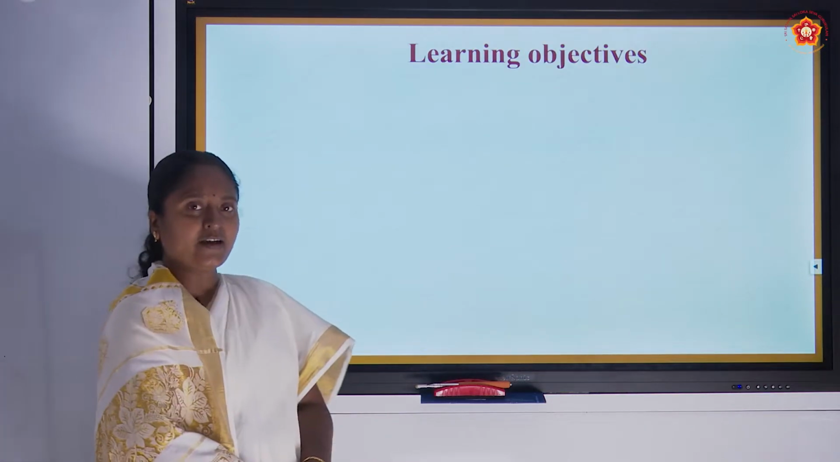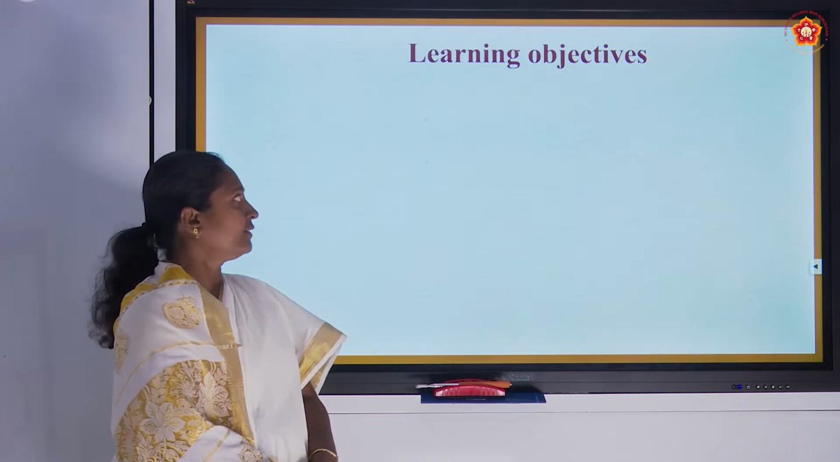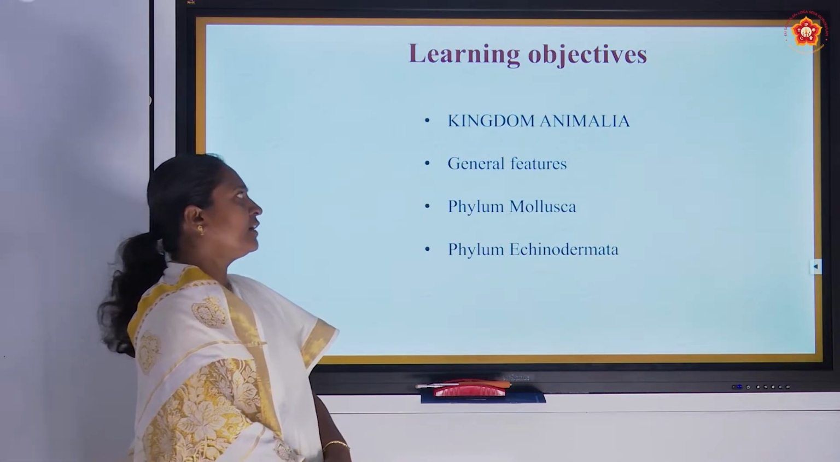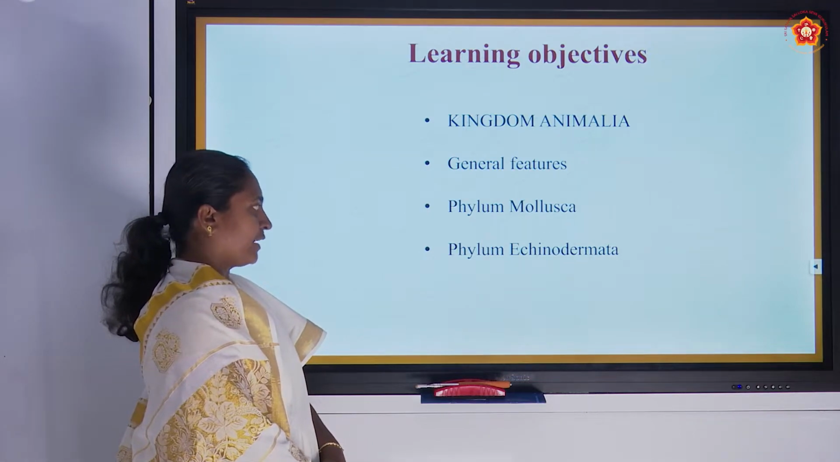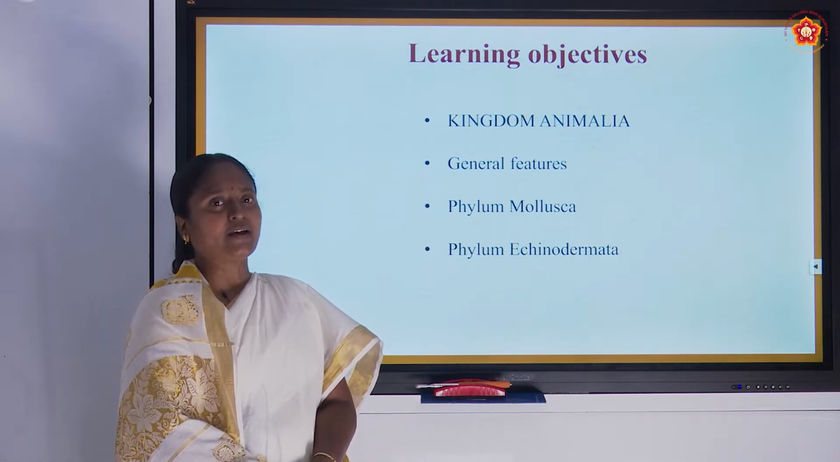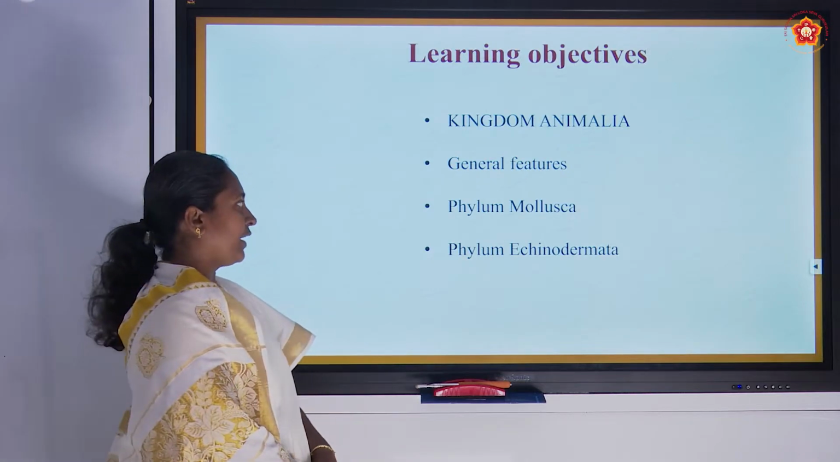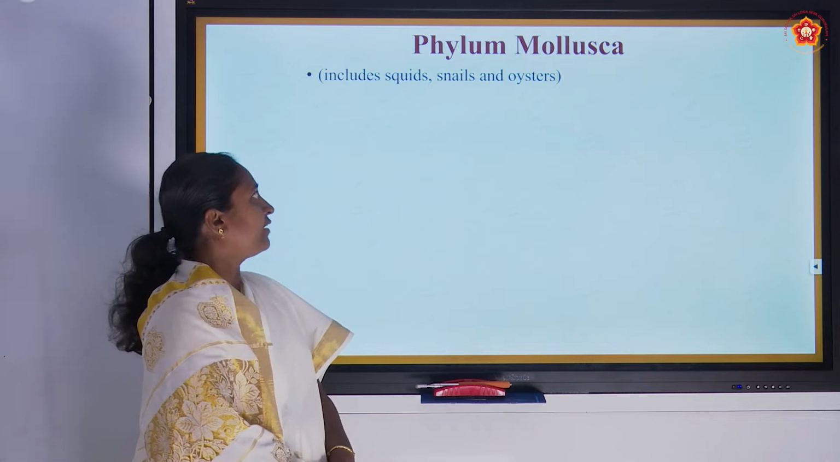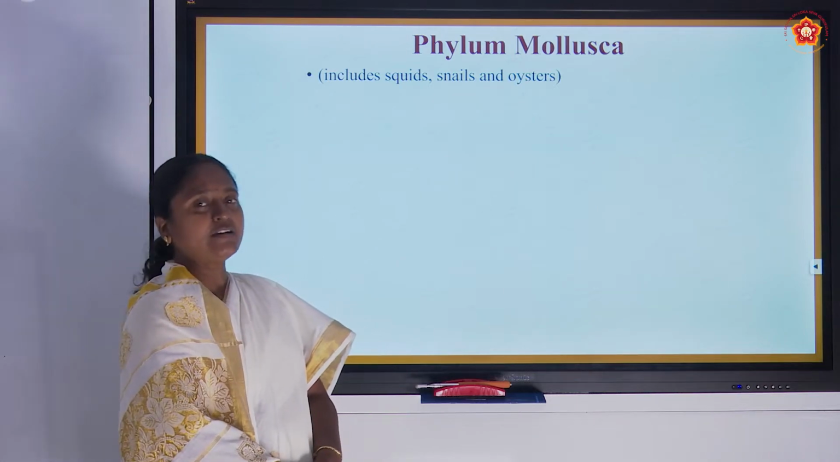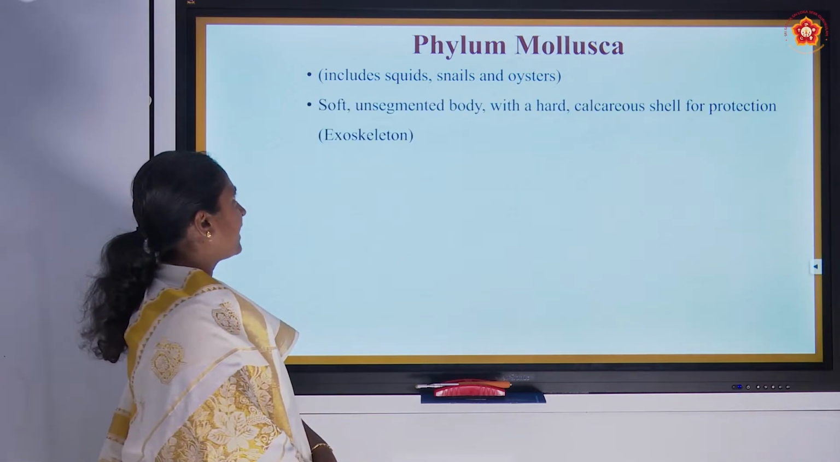Now we will see the learning objective of today's class. We are going to learn the kingdom Animalia, in that Phylum Mollusca and Phylum Echinodermata is what we are going to talk about today. We will start with the Phylum Mollusca first. It has snail, oyster and squid. These organisms are present in this category.